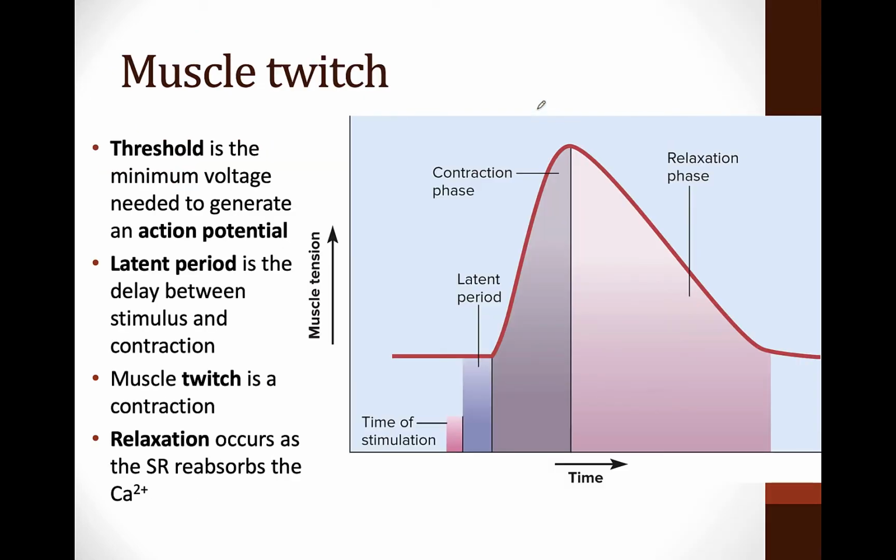A muscle twitch is a contraction. A common term that we're going to use instead of saying muscle contraction is a muscle twitch. They mean the same thing, totally interchangeable. There is a threshold that is needed to generate an action potential. So there has to be a strong enough stimulation to cause contraction.